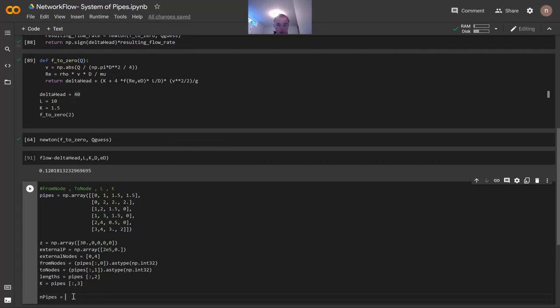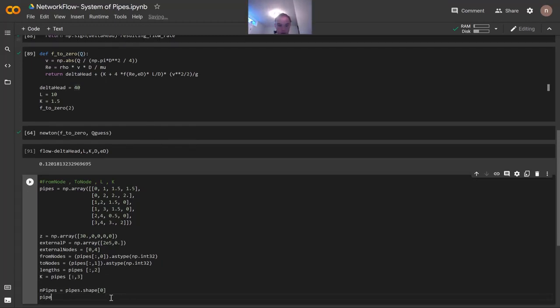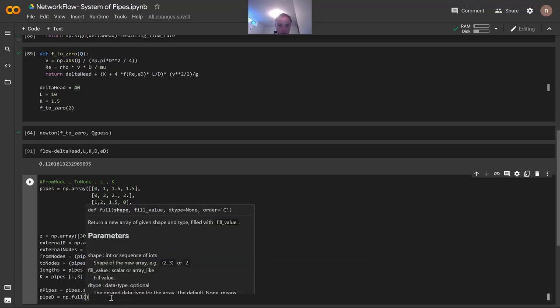So the number of pipes we're going to have will be n pipes, and this will be equal to the shape of our array. We can just say the shape of the first column, the from node, because each node it comes from will equate to one of the pipes. And then we need our pipe diameter, pipe D, and we're going to use np.full to get the shape of the system we're talking about, and this will be the number of pipes.